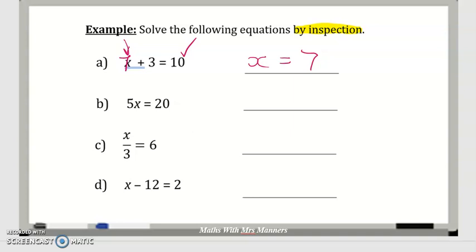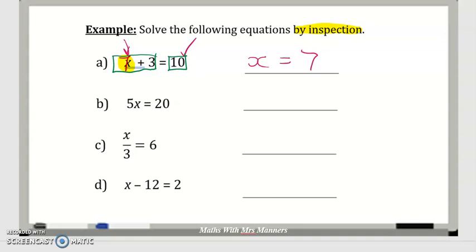So that's very important with equations, that whatever the solution is, when you replace the variable or the pronumeral with that solution, then the two sides of the equation, the left-hand side and the right-hand side, should be balanced. What I want you to do now is pause this video and try and solve the remaining 3 equations by inspection, and then unpause the video and we will go through the answers.